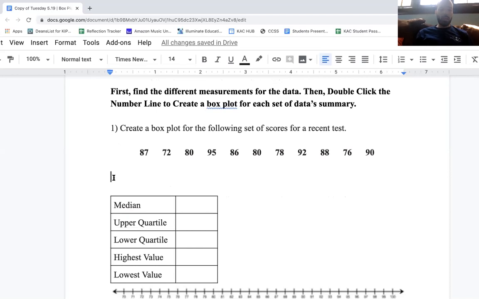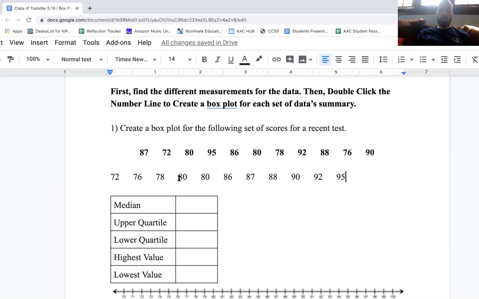Okay, first step is always to put these numbers in order from least to greatest. You should have gotten 72, 76, 78, 80, 80, there's two 80s, 86, 87, 88, 90, 92, 95. Always check and make sure you have the right amount. 1, 2, 3, 4, 5, 6, 7, 8, 9, 10, 11, which means my middle of 11 is 6.